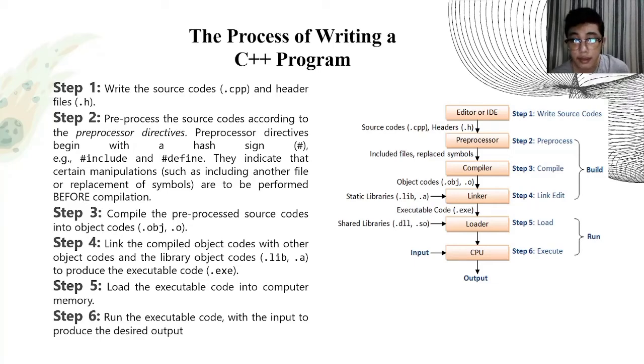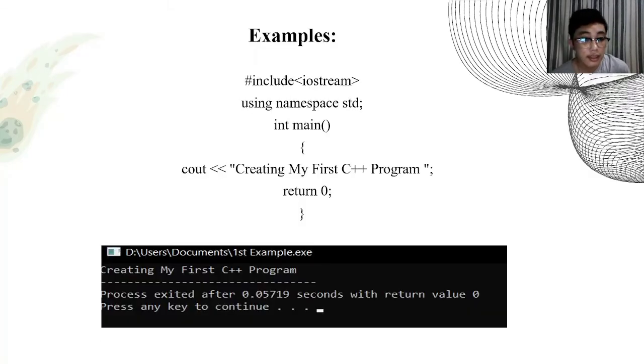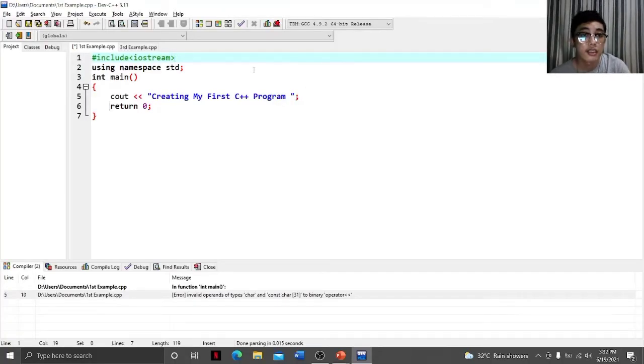So next, let's have an example. I'll discuss this on the Dev C++ app for me to better explain it and for proper execution. We have here the first example, starting from hash include iostream. The lines beginning with a hash sign are directives to be read and interpreted by what is known as the preprocessor. These are special lines interpreted before the compilation of the program itself begins.